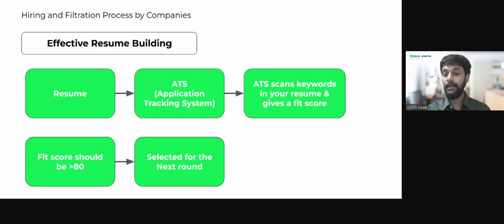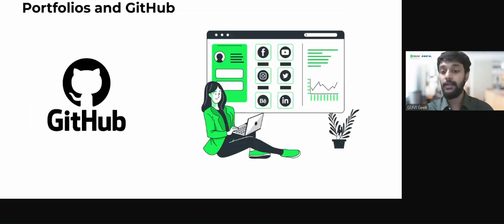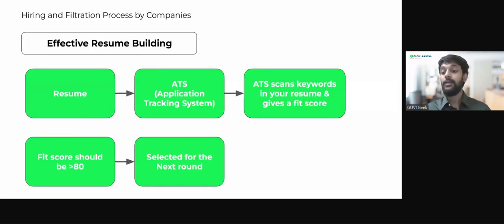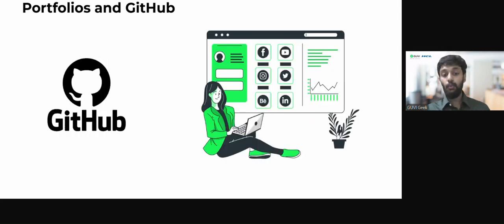So that is the first failure that you would be facing. Make sure that you make the resume ready as per the ATS system, as per the job role. It is an application tracking system, and it is one of the major ways that companies hire the ideal candidates.